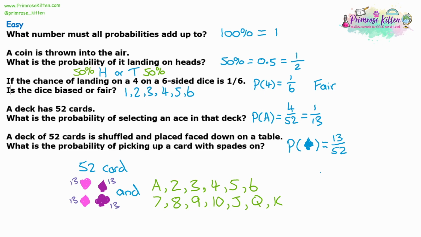And again, you can simplify this. You can divide the top and the bottom by 13 and get 1/4. And the quarter represents that there's one spade suit out of 4 different suits. But again, we've lost the information that there's 13 cards in the spades and there's 52 altogether. So simplifying to 1/4 isn't necessary.